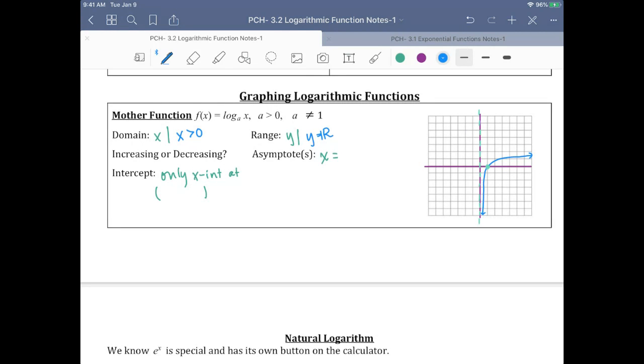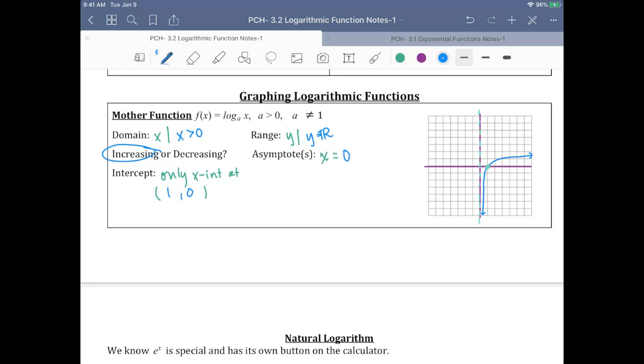Okay. The asymptote is, since this is the inverse of an exponential, and we're not going to be at y equals 0, we're now going to be at x equals 0. The function is always increasing, and all mother functions of a log intersect at 1, 0. Just like the inverse of an exponential function's intersection is 0, 1.